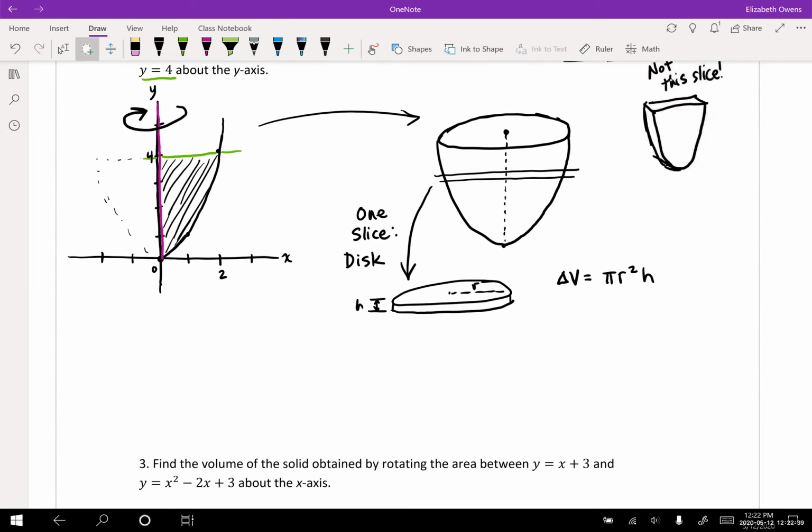Okay, not that slice. All right, the slice we want has an individual volume of pi r squared h. But notice now that the h, the thickness of this slice, is not determined by a little change in x anymore. The way that we've sliced this, it's actually determined by a little change in the y direction. So we are going to have h being delta y instead.